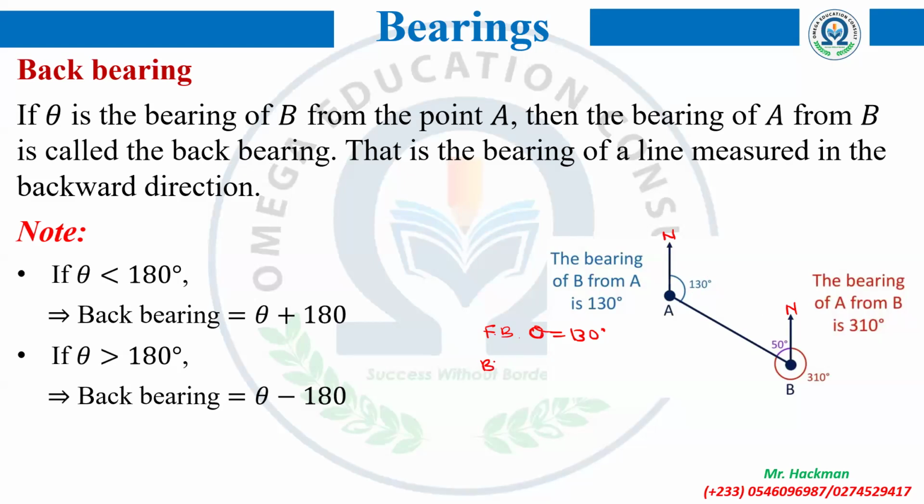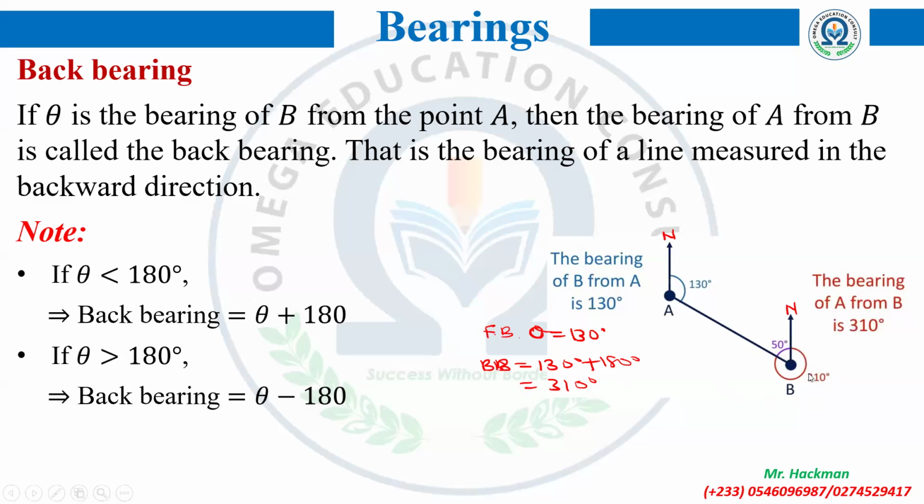So your back bearing will be equal to, remember we said if your theta is less than 180, you add 180 to it. So you are going to get 130 degrees plus 180 degrees. And what would that give you? 310 degrees, am I right? Okay, which is exactly the case here as well.